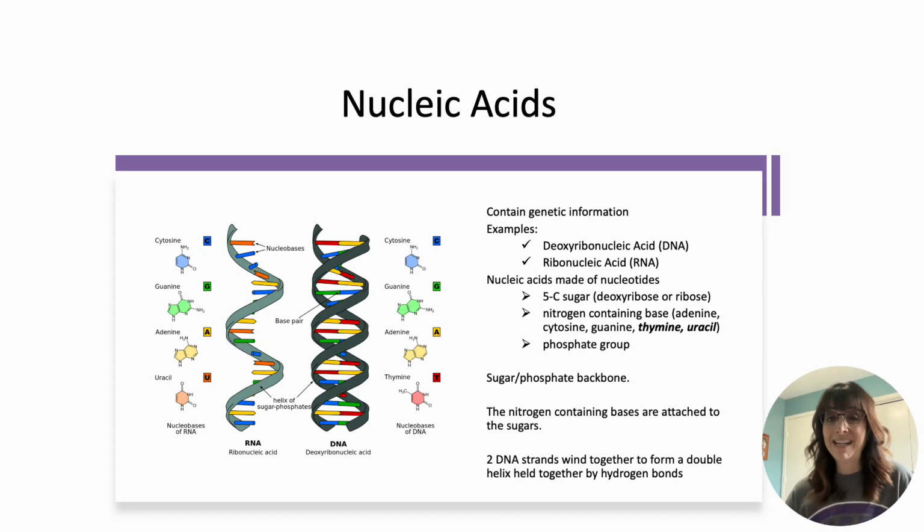If one were to rank these macromolecules in order of importance, I would probably list nucleic acids first. Nucleic acids are polymers. They have monomers. They have building blocks called nucleotides. But nucleic acids contain the genetic information. 2 examples are DNA, deoxyribonucleic acid, and then RNA, ribonucleic acid.